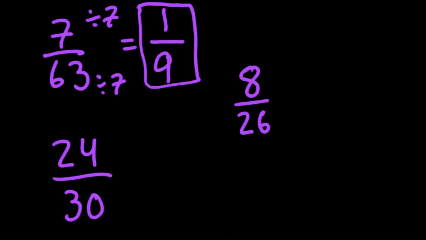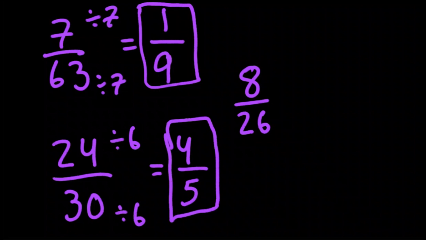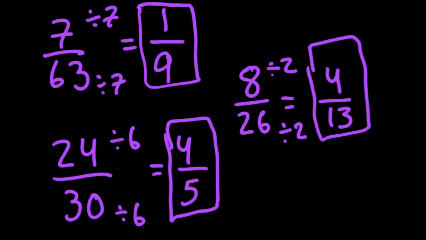Let's solve the second one, 24 over 30. Both of these numbers have a factor of 6. So dividing the top by 6, we get 4. The bottom, we get 5. 4 over 5 is our simplified answer. And for this last one right here, we can divide the top and the bottom by 2, which gives us 4 over 13. And that is our simplified answer.